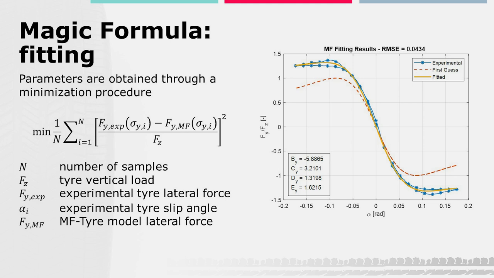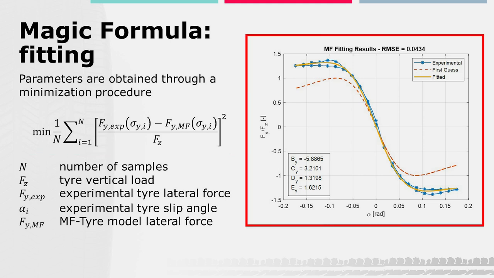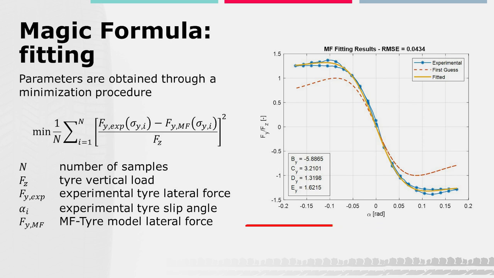We can see here the fitting procedure. Once the experimental data are available, a minimization procedure is run. It consists in minimizing the root mean square error by changing the model parameters. On the graph, the experimental curve, the first guess, and the final fitted curve are reported.